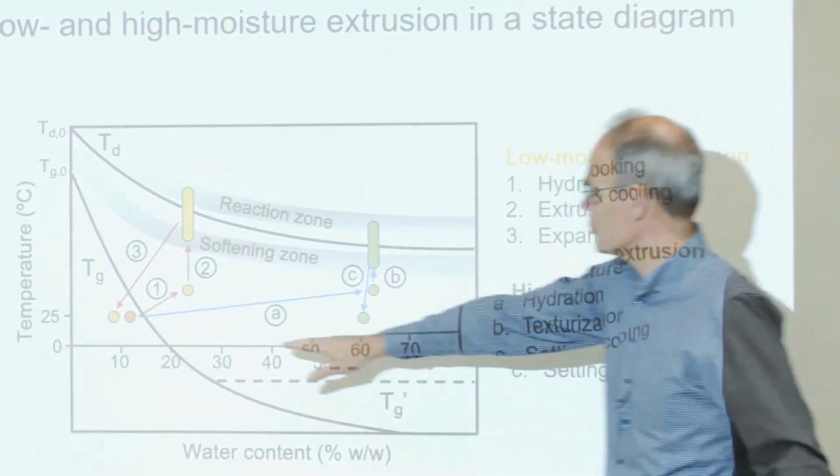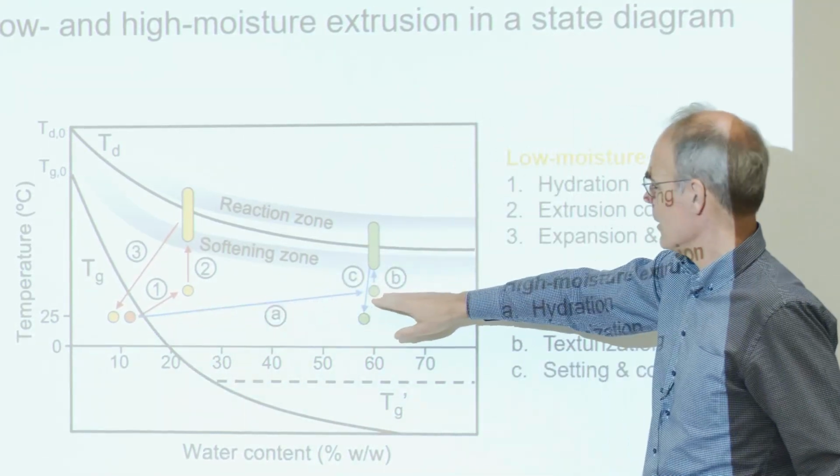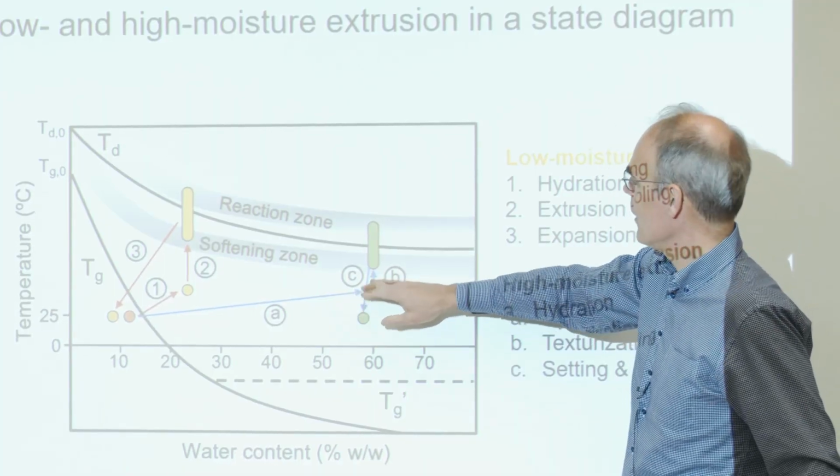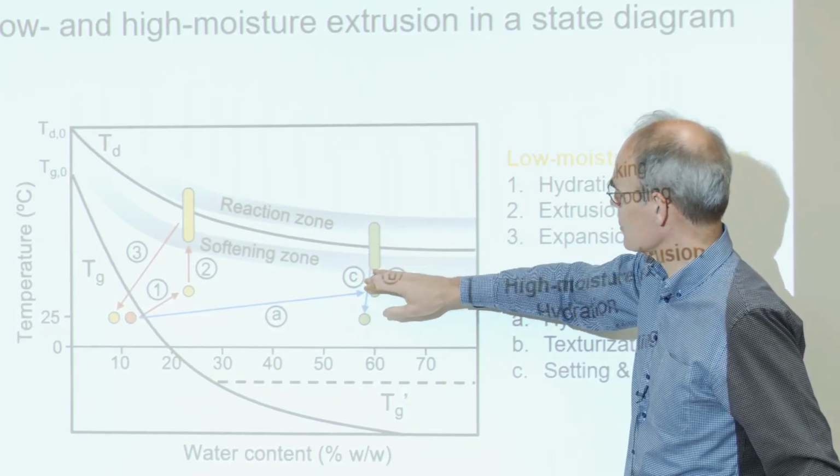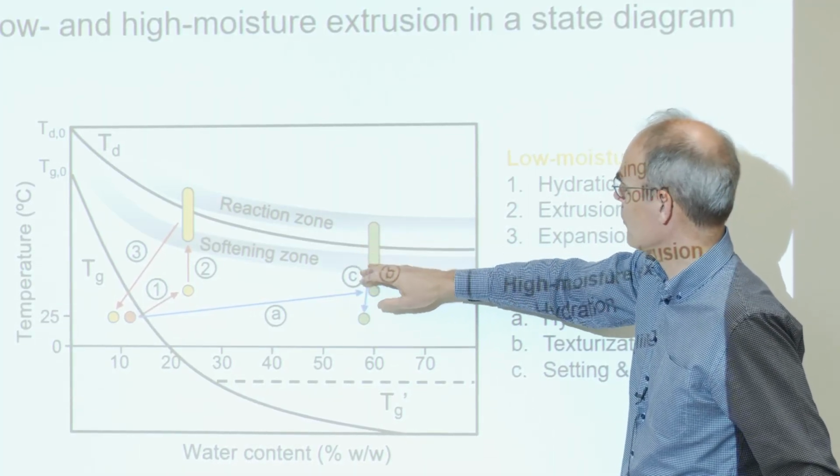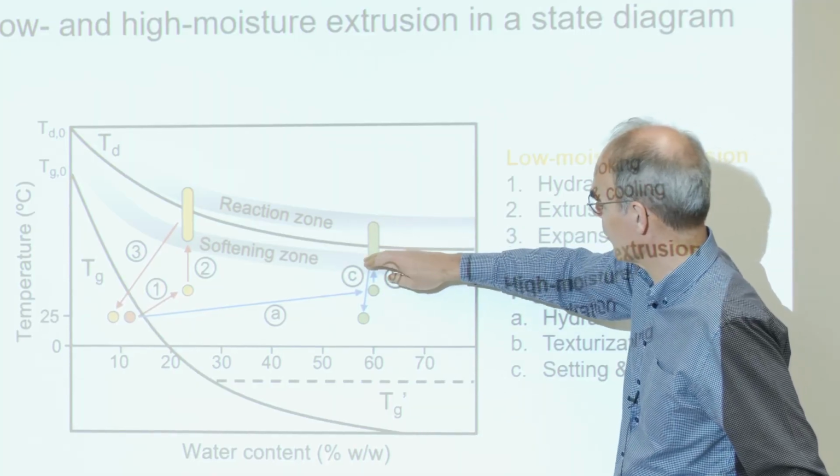High moisture extrusion, we really hydrate it, heat it up, then we extrude at somewhat lower temperatures, but also here the softening zone and reaction zone are at somewhat lower temperatures.